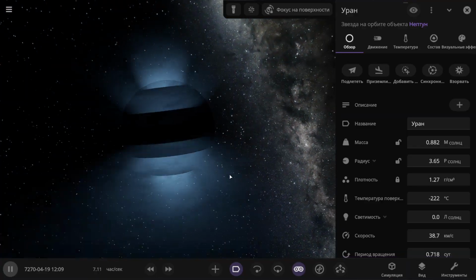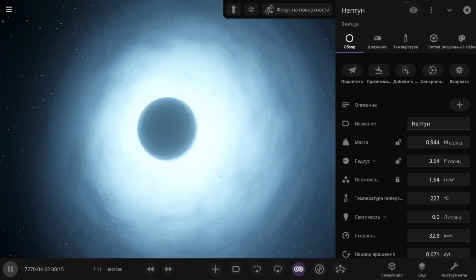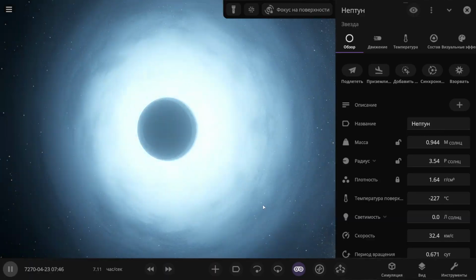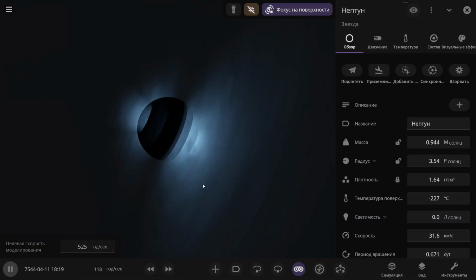The surface temperature is minus 222 degrees. It certainly looks unusual. It's the same thing with Neptune, as you can see. Here it's minus 227, as if the temperature hasn't changed at all. I'll even speed up time here, it's already 100 years per second, and there's absolutely no effect on the temperature.